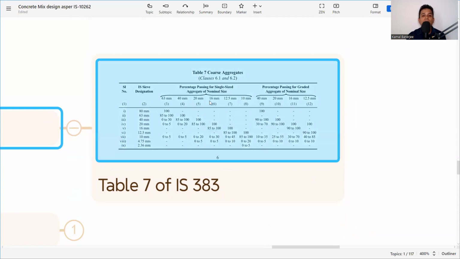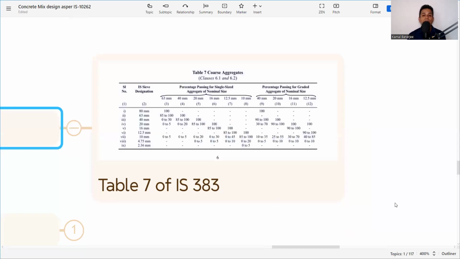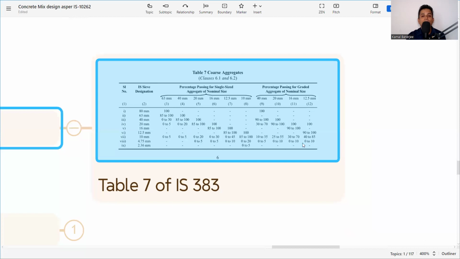Here we are saying 20 mm aggregate. For percentage passing for single size 20 mm aggregate, the criteria are: at 40 mm, 100% passes; at 20 mm, 85 to 100% passes; and then 4.75 mm and pan. These criteria have to be met whenever we are using single size 20 mm aggregate. But in our case, we are always mixing 20 and 10 mm to get the proper aggregate. Why? See here, 16 and 12.5 mm are missing.